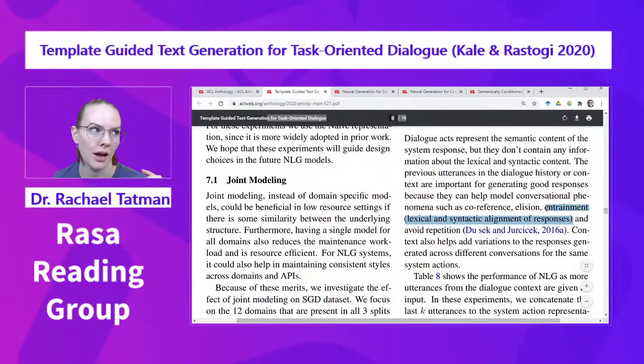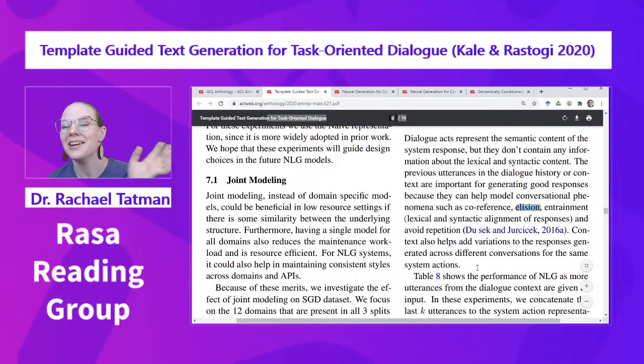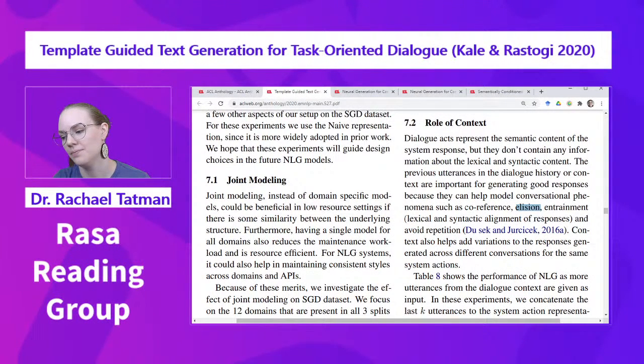This would probably be called accommodation in the sociolinguistic literature rather than entrainment. Entrainment is a little bit more of a psychology term. Co-reference is things like anaphora, pronouns, who is that pronoun referring to. Elision is just like not saying. In phonetics, it's removing sounds based on particular context. In speech act stuff, I think it's more like just not saying things because you assume that the person already knows them. And then avoiding repetition is pretty self-explanatory.